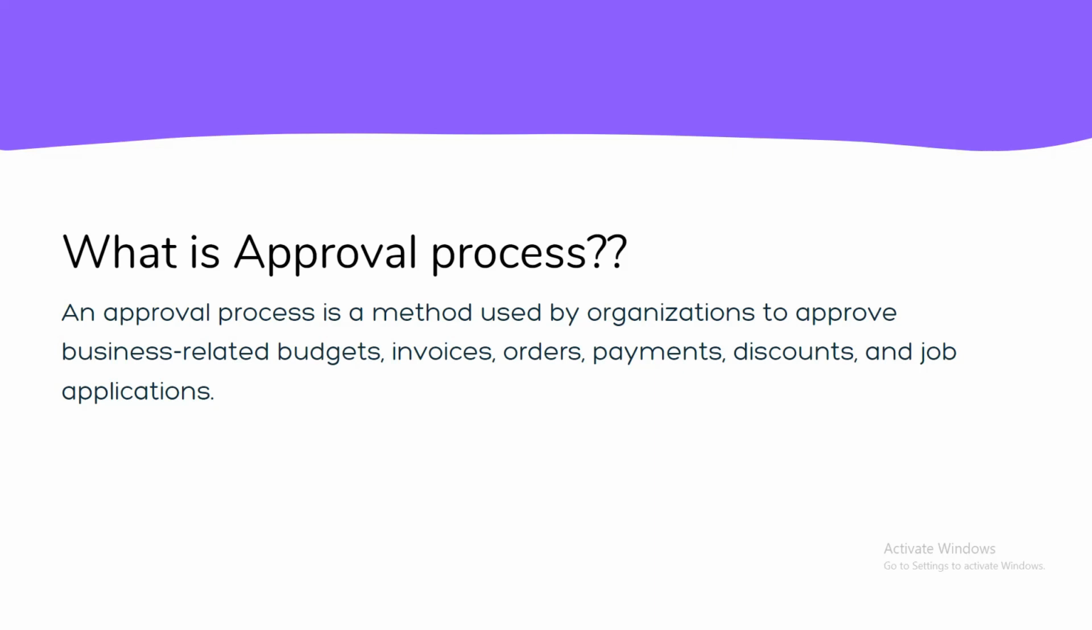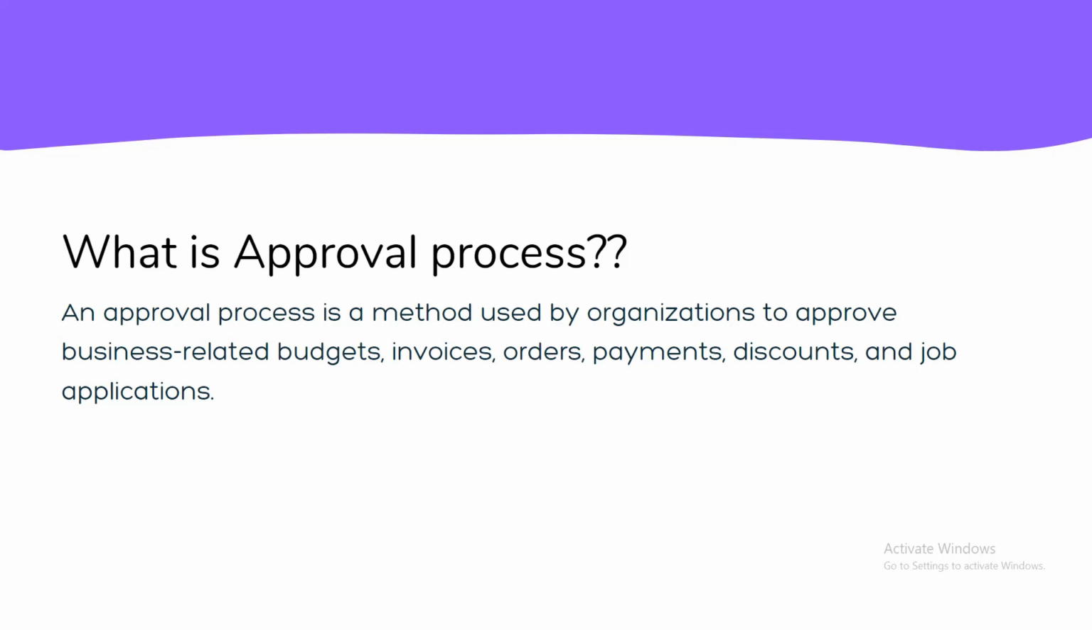Like if the process is in a hierarchical order, we can use an approval process to make sure that everything goes in order and is approved or seen by the delegated person, like payments or discounts or job applications, etc.